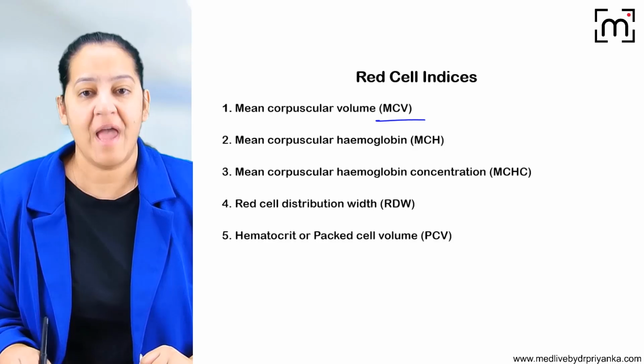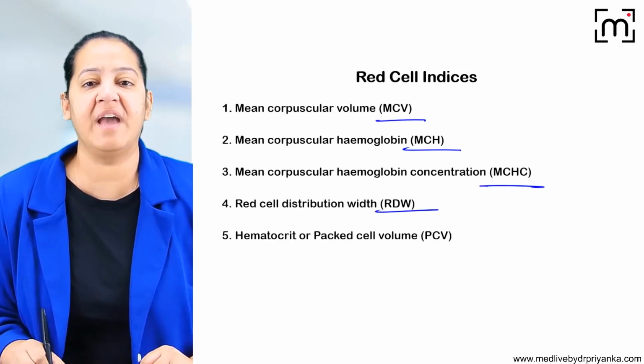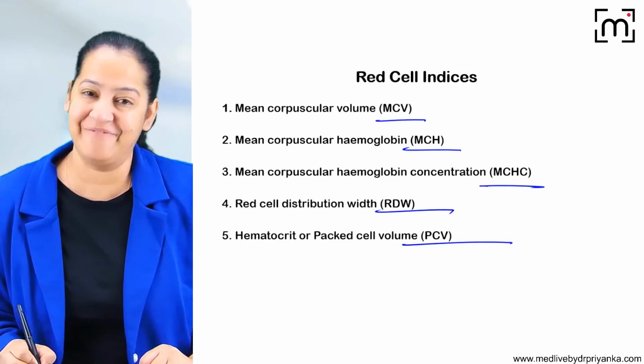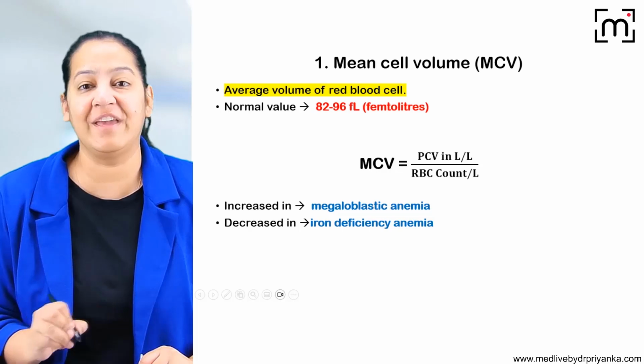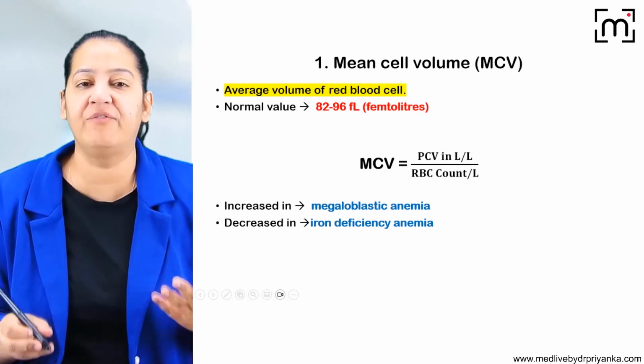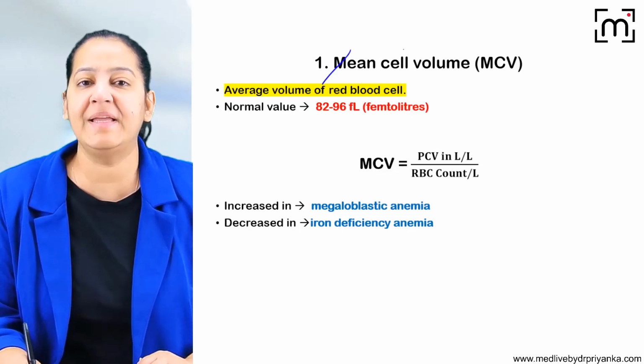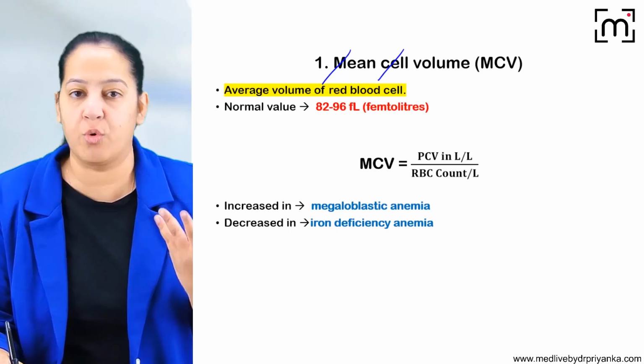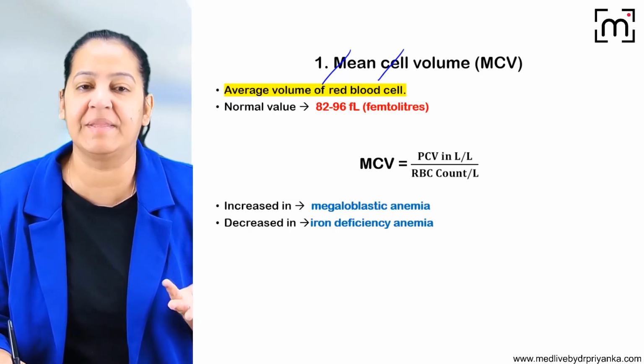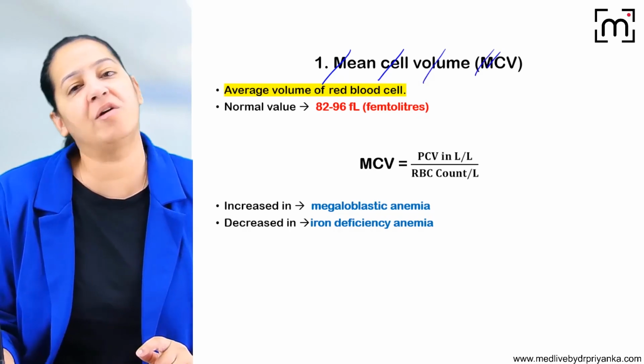As I told you, MCV, MCH, MCHC, RDW and PCV, one by one. Let's start with MCV. What is MCV? As I told you, learn the full form. The full form of MCV is mean cell volume or mean corpuscular volume. Corpuscular or cell is one and the same thing.